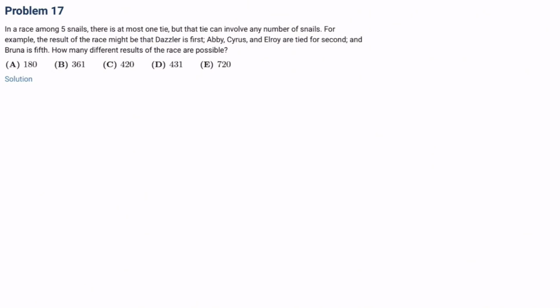Okay, so we have 5 scenarios. There's no ties, there's 2 snails tie, there's 3 snails tie, there's 4 snails tie, or all of them tie. Obviously, we can't have one snail tie with itself, that kind of goes against the whole definition of tie. So we have 0 snails tie, 2 snails tie, 3 snails tie, 4 snails tie, and all 5 tie.